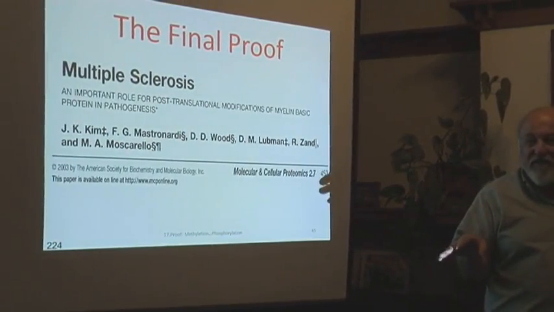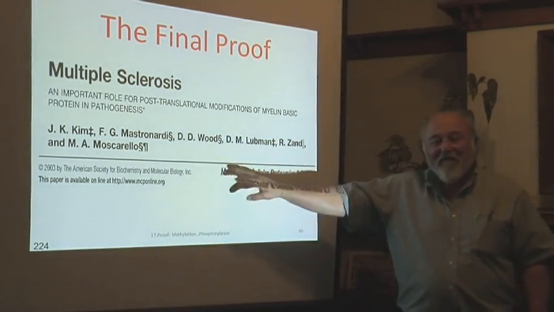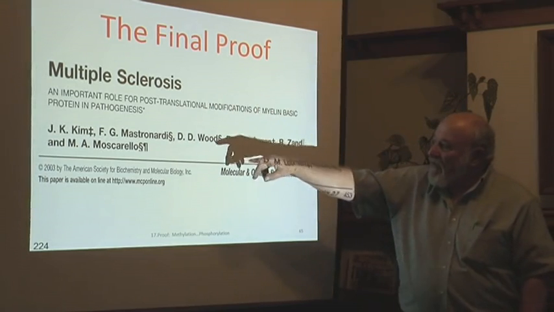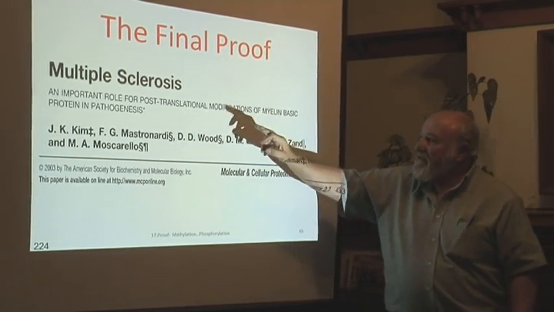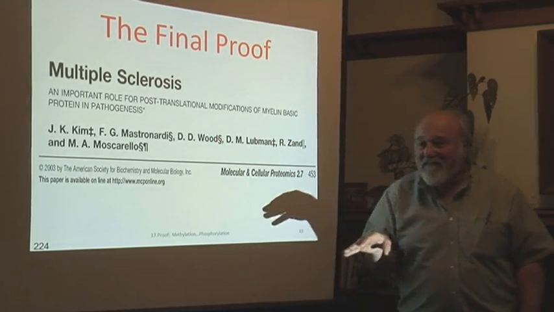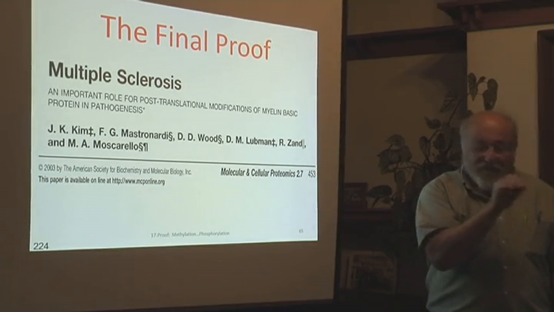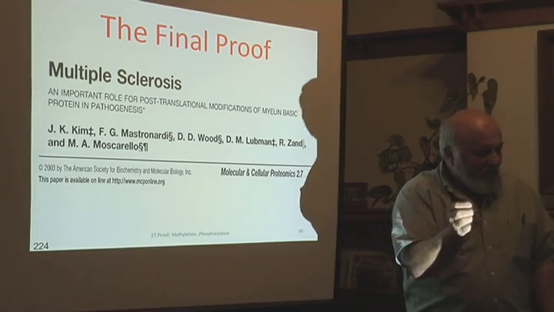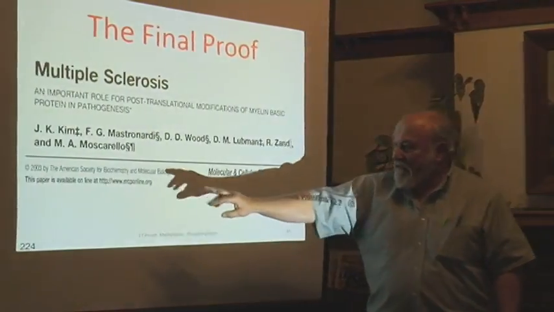This article, any medical person, if you take this article to your doctor, you won't know anything about what it's about probably, but it doesn't really matter because this is the proof. This is multiple sclerosis, an important role of post-translational modifications of myelin basic protein in pathogenesis. English? Okay. What happens to the protein in your brain as the disease carries forward? In other words, what are the changes in the protein, the myelin basic protein? And they did that work. And this is 2003.